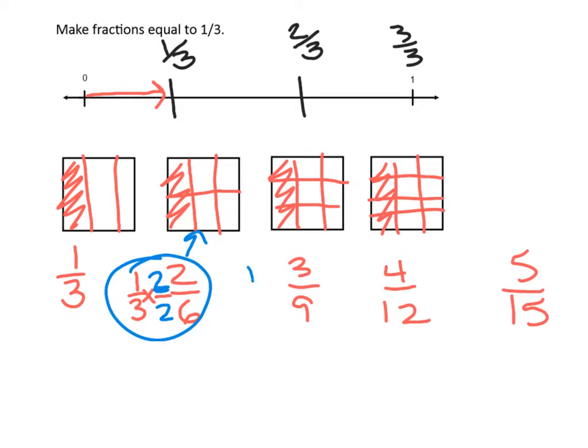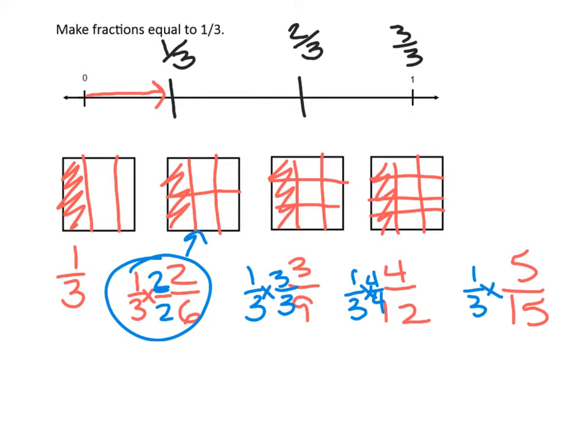I want you to pause your video, and I want you to figure out what you multiplied 1/3 by to get all of these numbers, and then come back. In order to get 3/9, you multiplied by 3 over 3, because 1 times 3 is 3, 3 times 3 is 9. In order to get 4/12, you multiplied by 4 over 4.